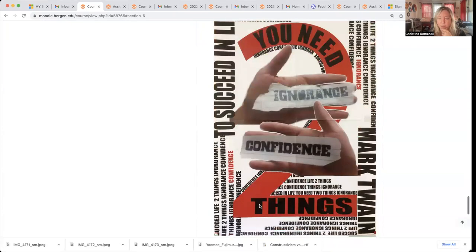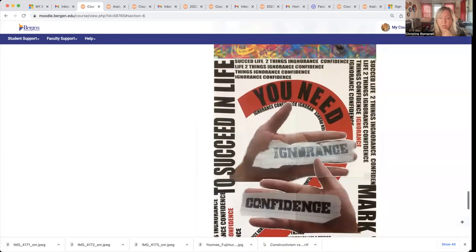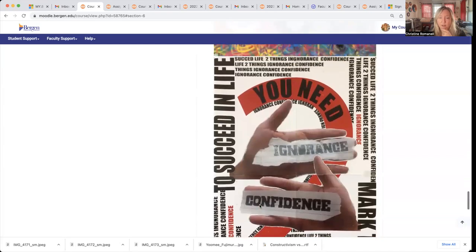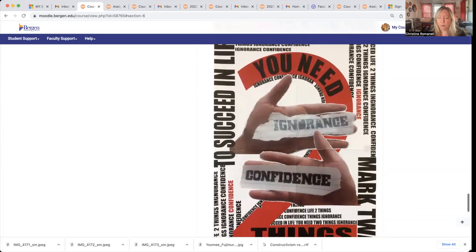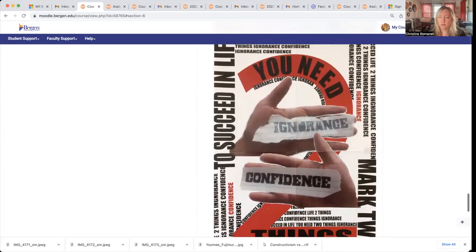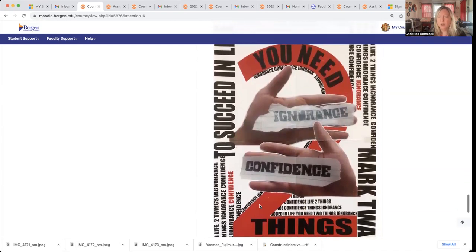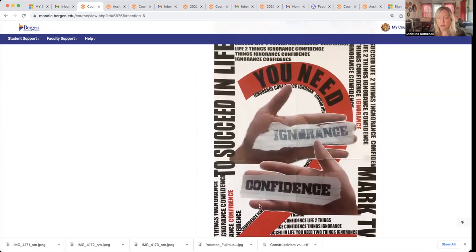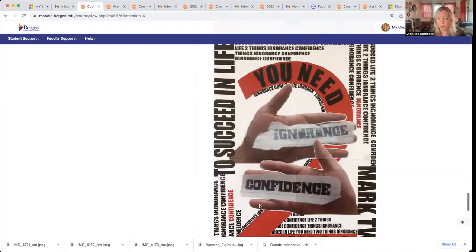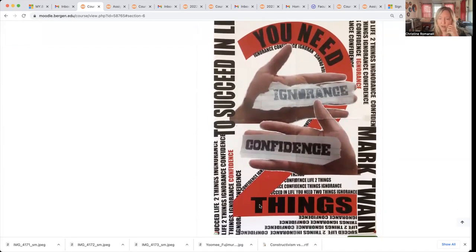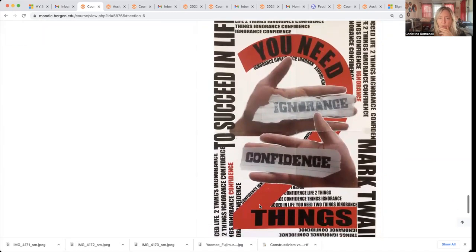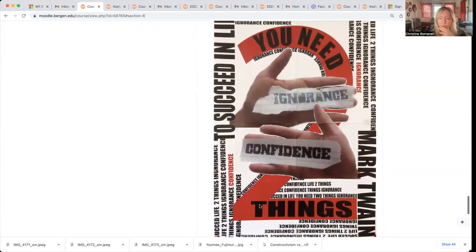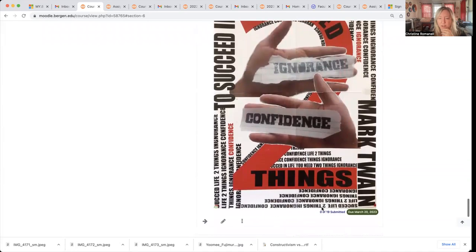This one is a quote by Mark Twain. Again, think of hierarchy. To succeed in life, you need ignorance and confidence, right? There's a lot of repetition here, use of font, simplification of colors. Again, think of the time period of Mark Twain, what he was about. And you'll see that this poster works really well. You've got the big 2 in the background as a graphic element, really nicely done.